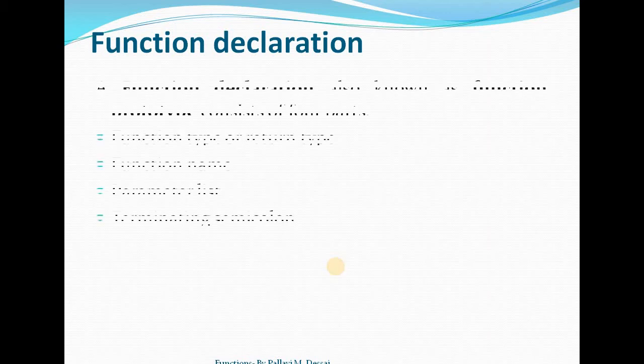Whenever we are using variables in our C program, we first have to declare them. That is, we have to tell the compiler what is the data type and what is the name of the variable. Similarly, when we are using user-defined functions in our C program, we have to declare them. That is, we have to tell the compiler what is the data type and name of the user-defined function.